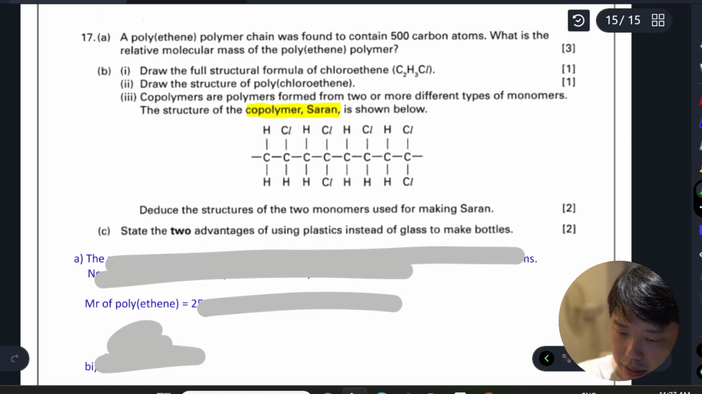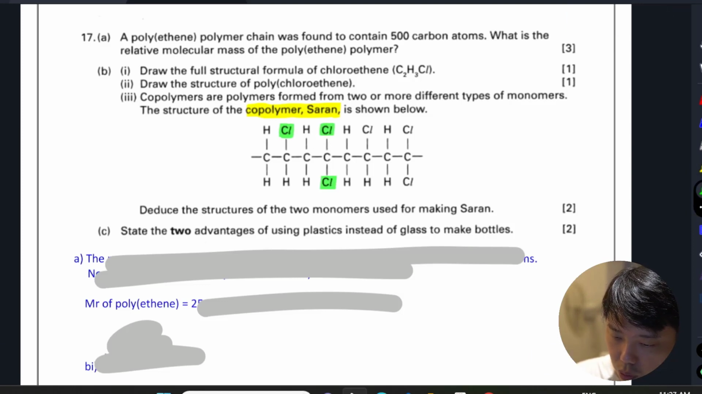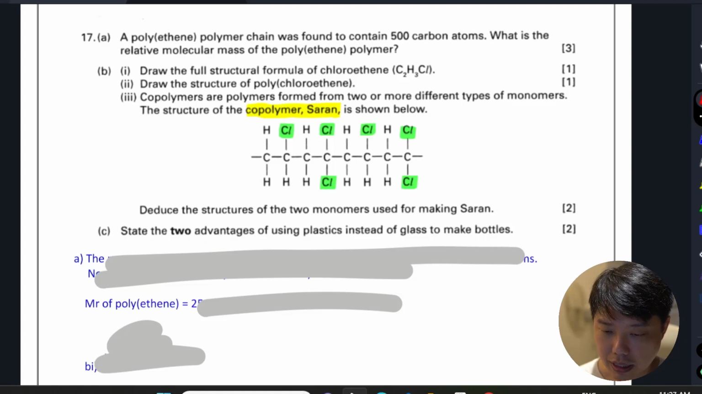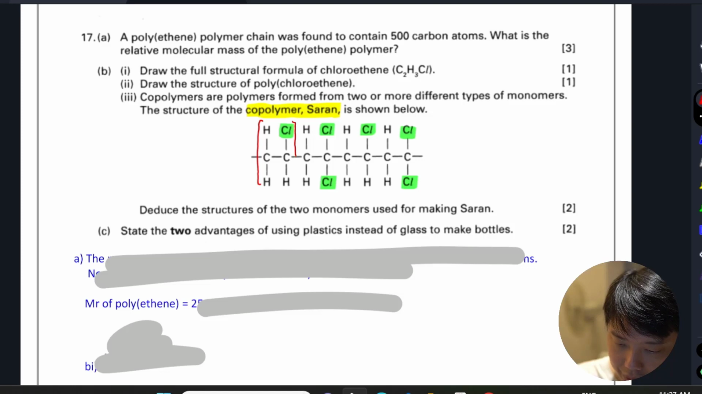I hope you can see that there is 1 chlorine here, 2 chlorines here, 1 chlorine here, 2 chlorines here. So the repeatedness of this, I hope you can see. Basically, each monomer, you need to have at least 2 carbons. At least that's what we're taught in the syllabus. So you can isolate this as one of your monomers, and then this will be your second monomer. The first monomer has 1 chlorine on the second carbon. The second monomer has 2 chlorines on the second carbon.